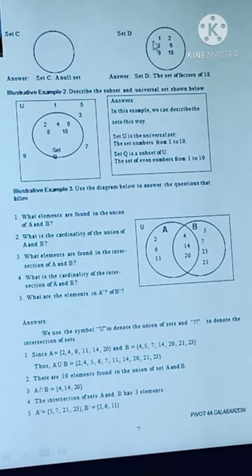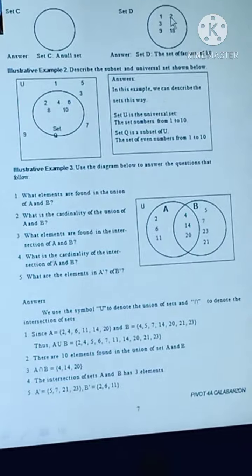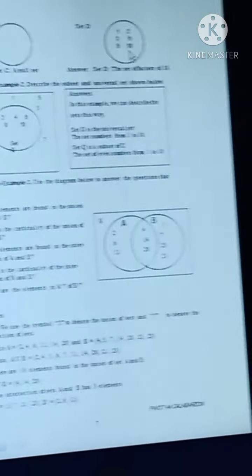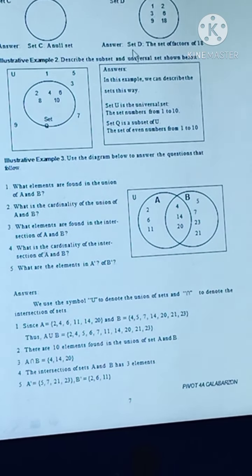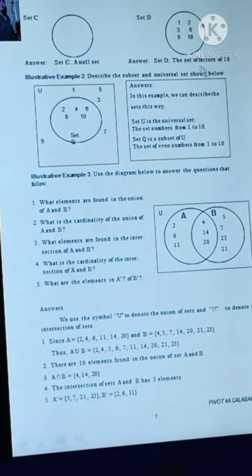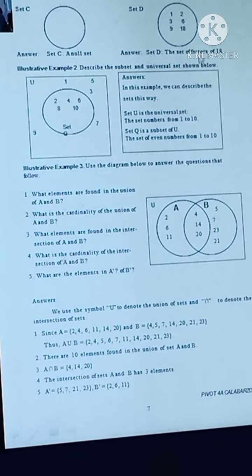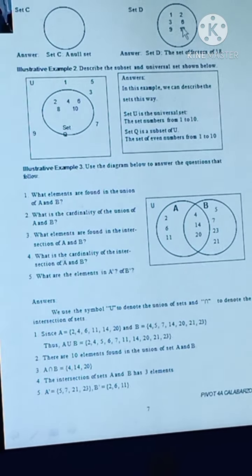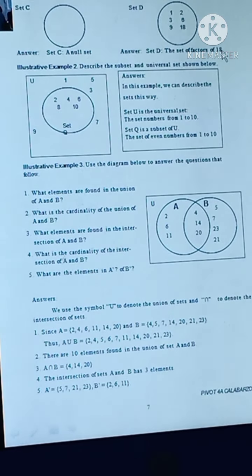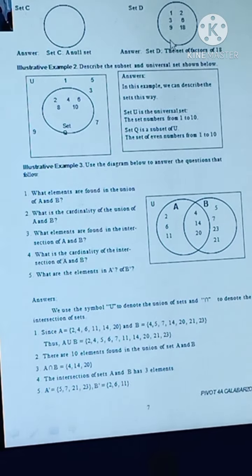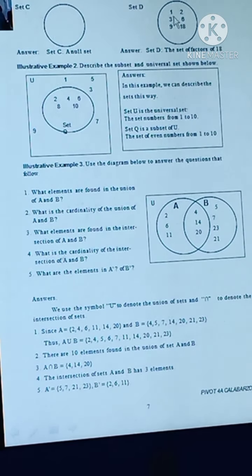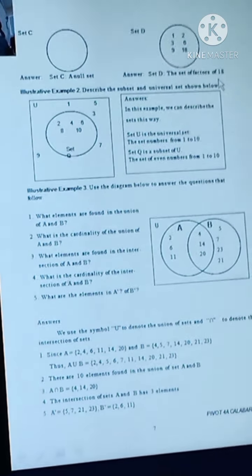Next, set D. Inside are the counting numbers 1, 2, 3, 6, 9, 18. Sorry, 18. So the answer: set D, the set of factors of 18. Why is it factors? Two numbers, when you multiply, the result is equal to 18. So 1 times 18 is 18. 2 times 9 is equal to 18. 3 times 6 is equal to 18. So the answer, the set of factors of 18.